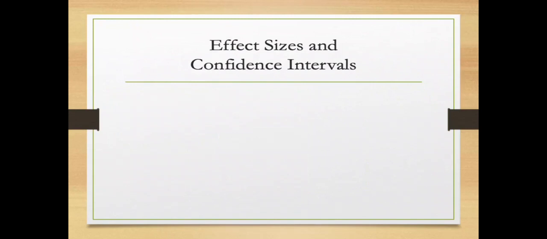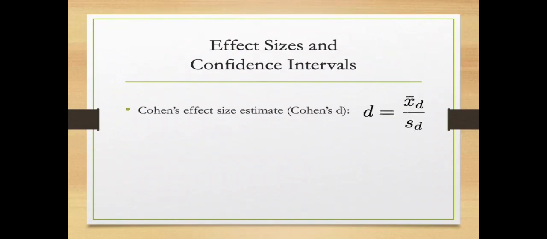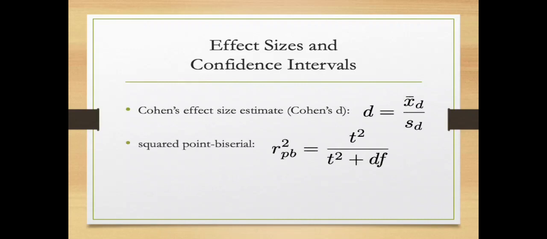Because the calculation of the dependent groups t-test is arithmetically identical to the calculation of the single sample t-test, we will calculate our effect size estimates and our confidence interval using very similar equations to what we used in the single sample test. As we did with the single samples test, we can calculate an effect size estimate using either Cohen's d or the squared point biserial. Cohen's d is just the ratio of the average difference score to the standard deviation of the difference scores. The squared point biserial, our common language effect size estimate, can be calculated to be the ratio of t squared to the sum of t squared and the degrees of freedom for the calculation.